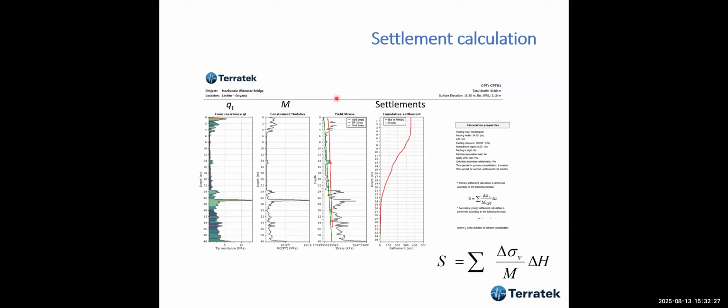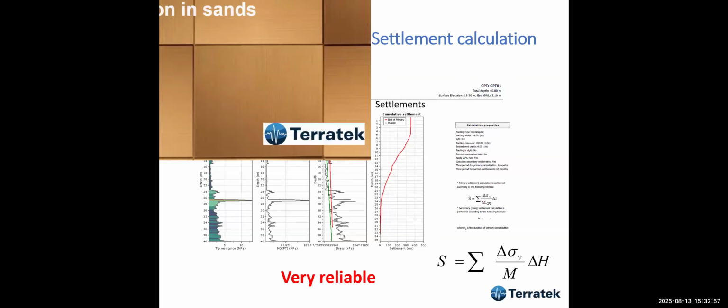In the past, in the 90s, I used the dilatometer because the dilatometer was very good for predicting settlements. I'm not going to talk about the dilatometer because we don't have time. But this kind of analysis improved over time, and today I can say that this is by far the easiest and the best way. This is very reliable. I recommend its use.